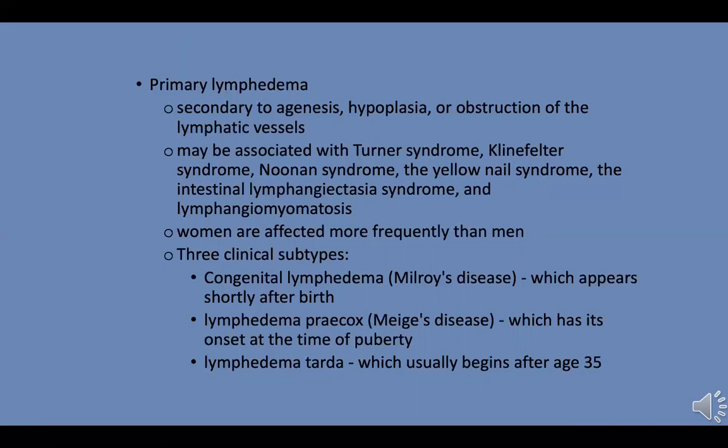There are 3 clinical subtypes: congenital lymphedema or Milroy's disease, which appears shortly after birth; lymphedema praecox or Meige's disease, which has onset at the time of puberty; and lymphedema tarda, which usually begins after age 35.